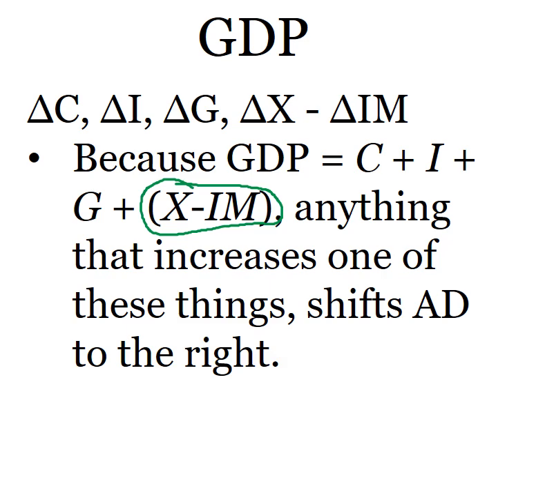If any of these things increase, AD shifts right. So if consumer spending goes up, if investment spending goes up, government spending, or if net exports goes up, then AD would go up too. It would shift to the right.